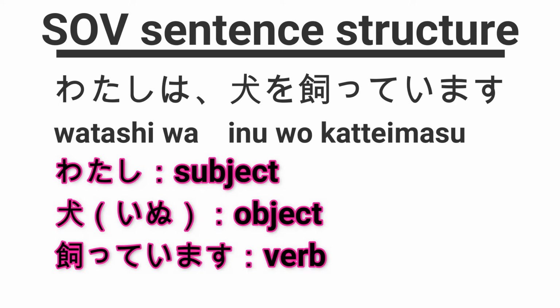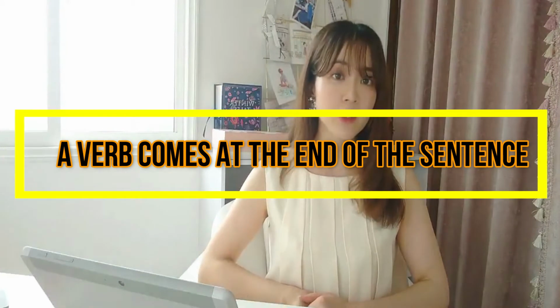The sentence "I have a dog" can be said like this in Japanese. 私は犬を飼っています。私 is a subject, 犬 is an object, and 飼っています is a verb. So the structure is SOV, which means an object follows a subject and a verb follows an object. Please remember that a verb comes at the end of the sentence.